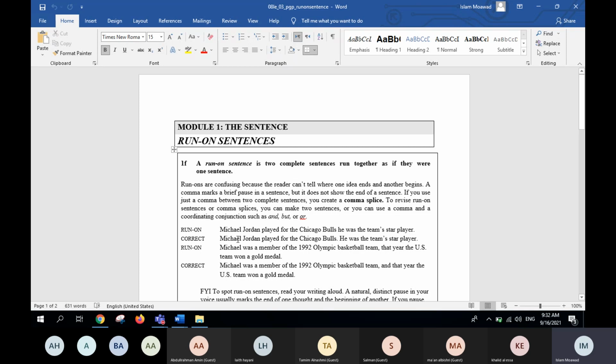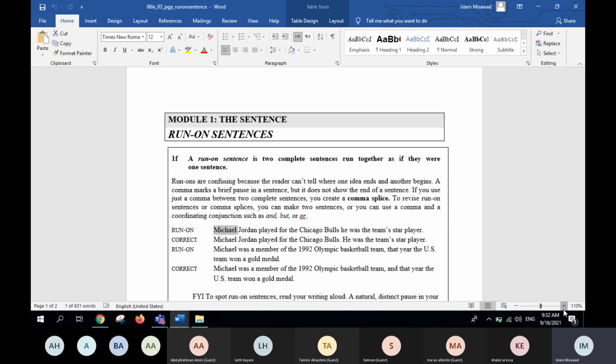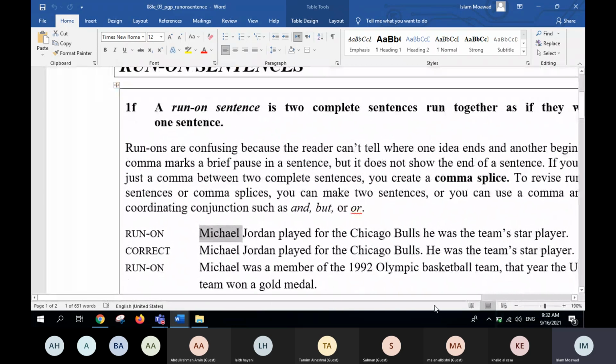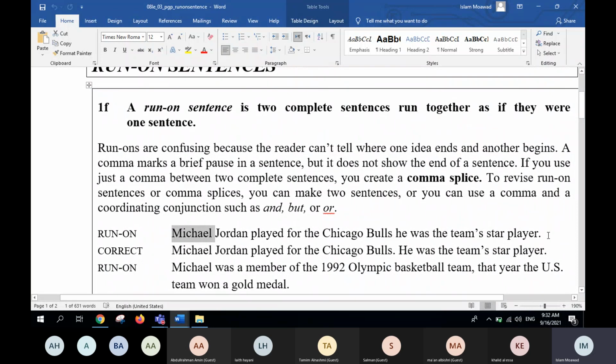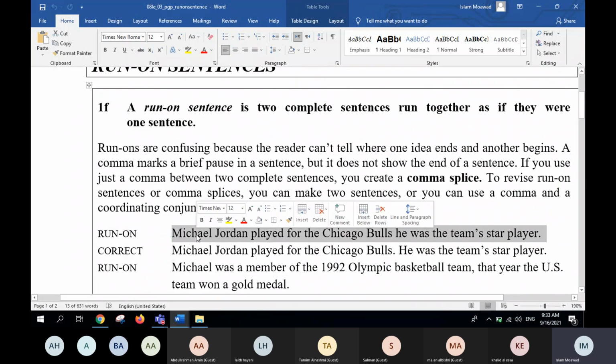For example, look at this one. I want to make it clear. Let's highlight it. Michael Jordan played for Chicago Bulls. He was the team star player. So here, how many sentences is that line? How many sentences? One, no. Two. Rahman, can you tell me where's the first one? Till where? Michael Jordan played for the Chicago Bulls.